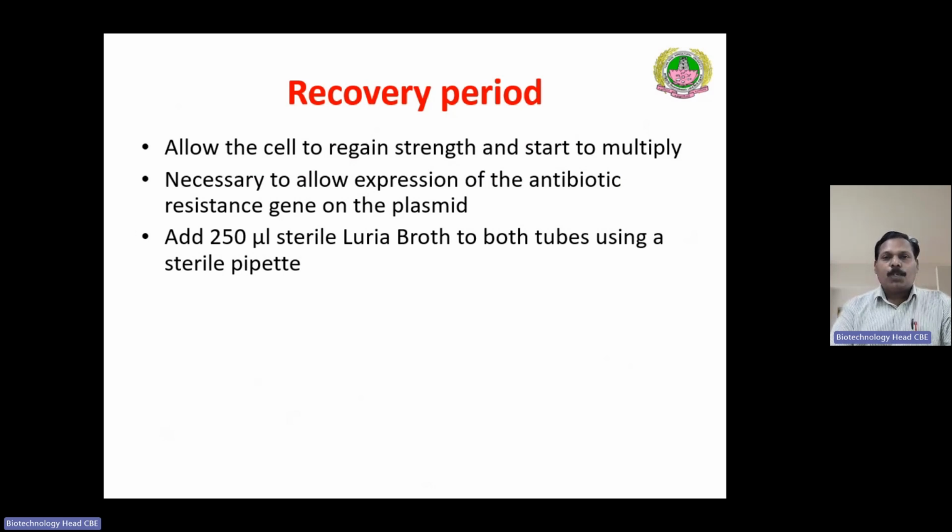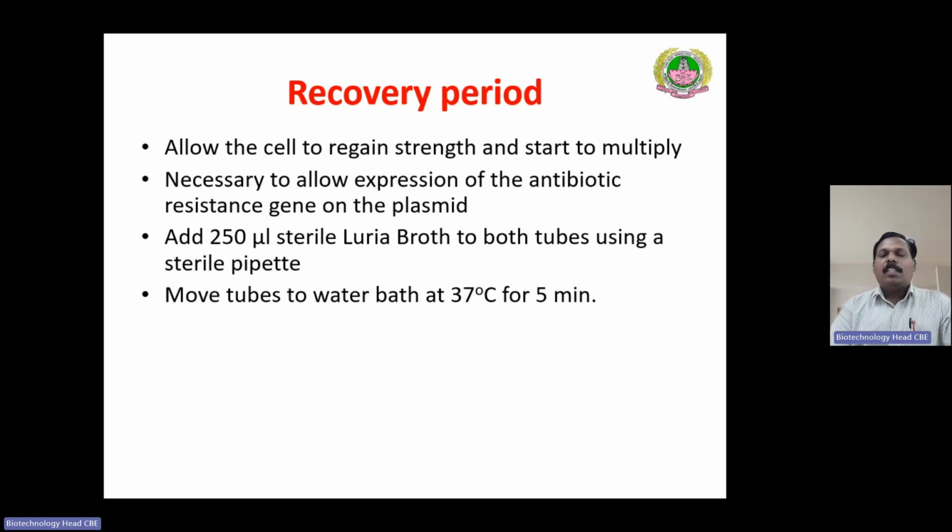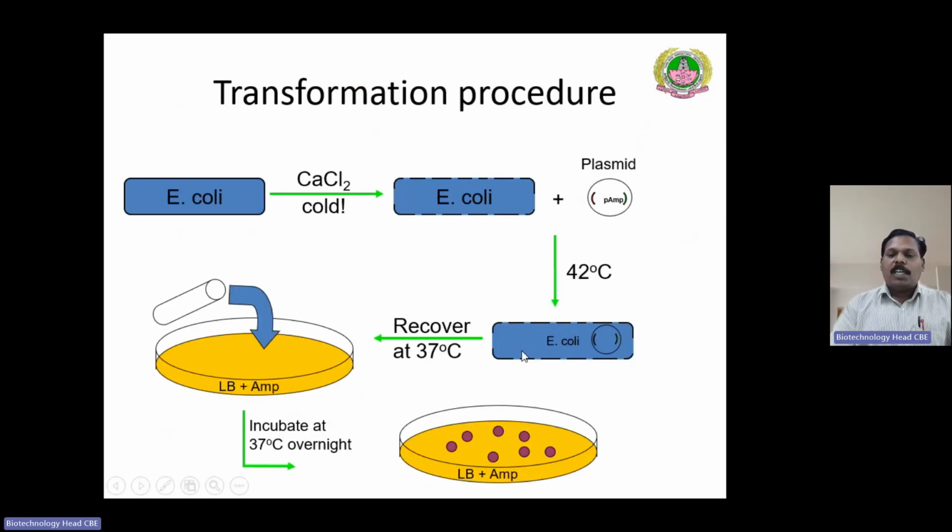So we would be adding about 250 microliter of Luria Bertani broth to both the control tubes as well as ligated tubes using sterile pipettes, and they can be incubated in ice initially, and then moved on to a 37 degrees centigrade water bath for about 5 minutes. And subsequently, after the recovery step, they would be plated onto a medium containing antibiotic.